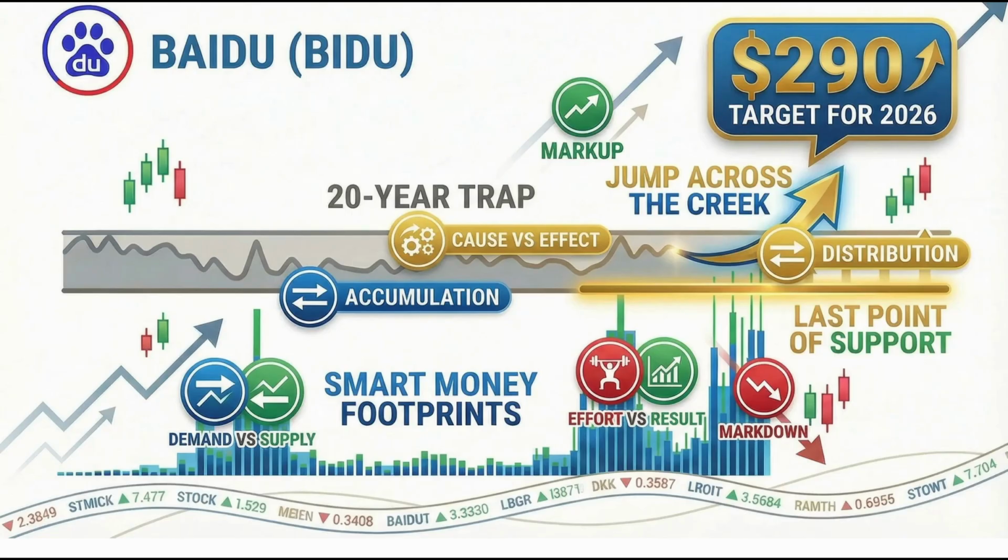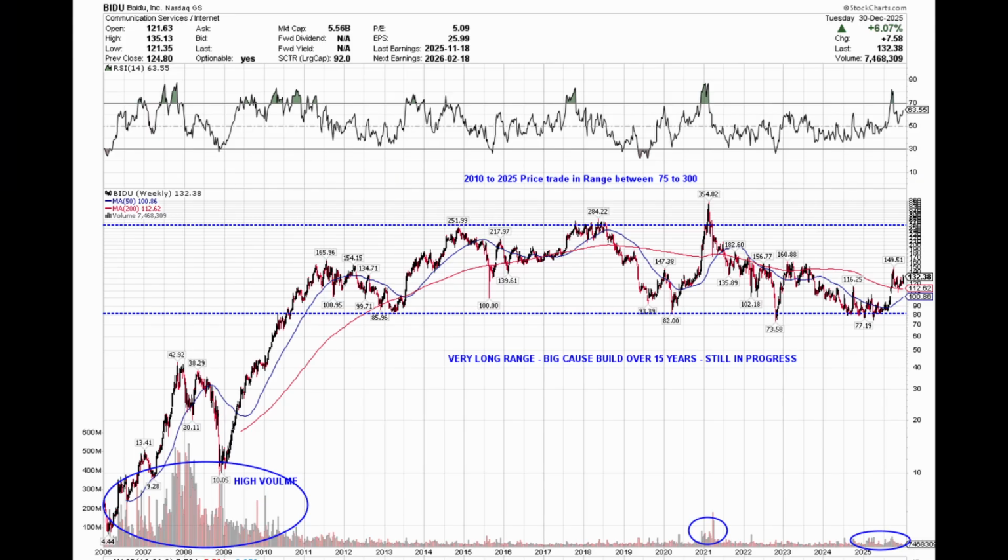We look for harmony between volume, the effort, and price movement, the result. When we see a divergence here, like high volume with no price progress, it often signals an imminent trend reversal. Let's jump into the Baidu chart.